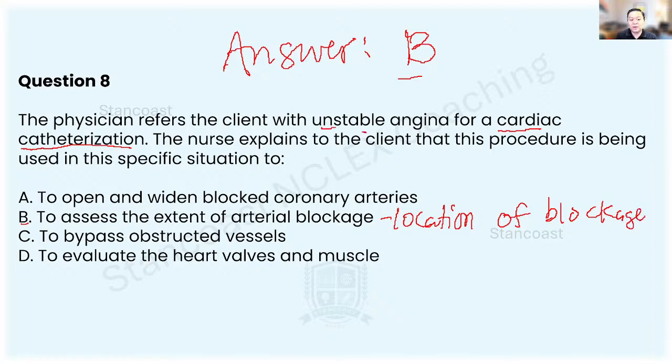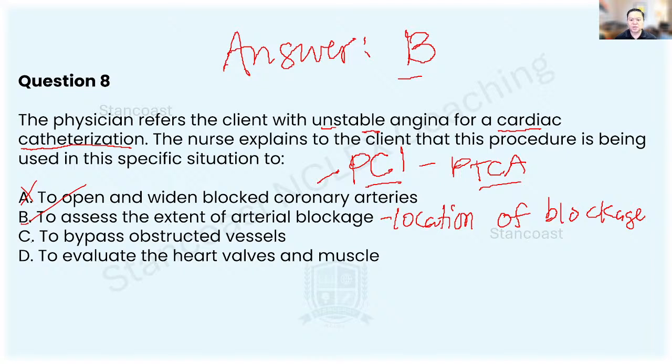And the reason why they're going to need the cardiac cath is to assess the extent of the arterial blockage. Why not letter A? Why is A wrong? To open and widen blocked coronary arteries. This is not really the reason why a cardiac cath is done. Letter A is accomplished by the PCI. Remember the percutaneous coronary intervention involves the PTCA, insertion of the catheter, which allows the balloon to inflate and push those plaques to the sides. So that's for letter A, but cardiac cath doesn't do that, okay? So this is wrong, this is correct.